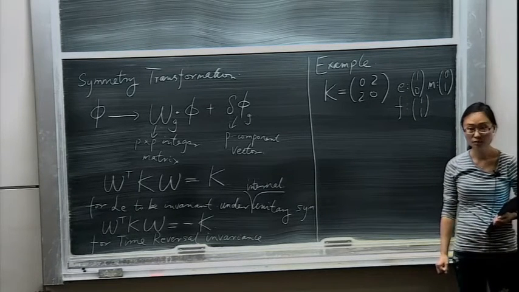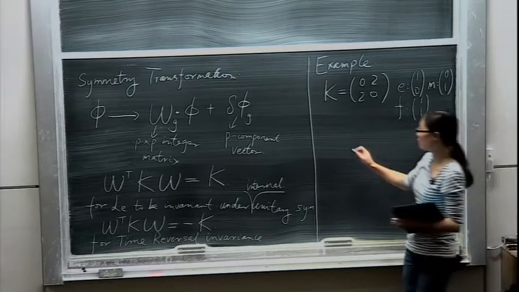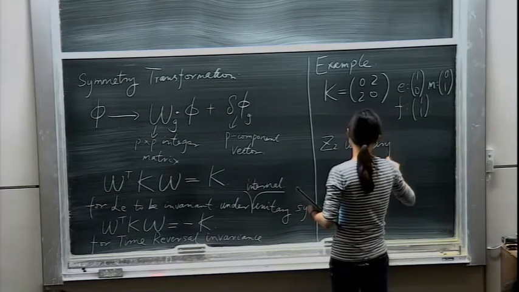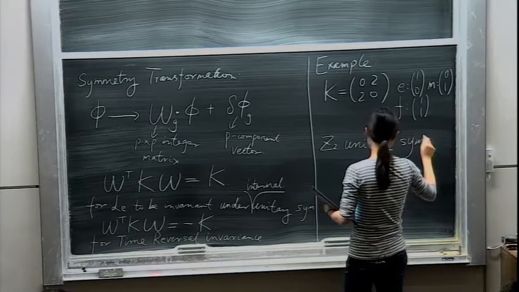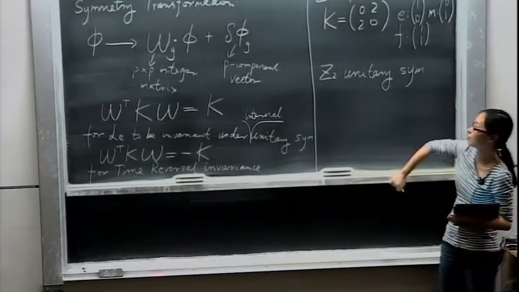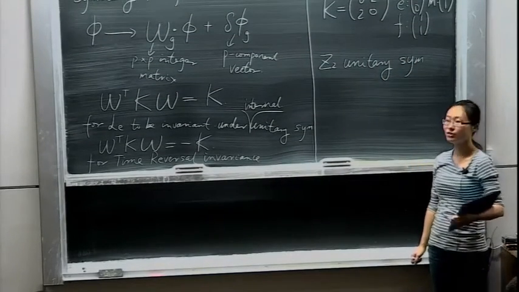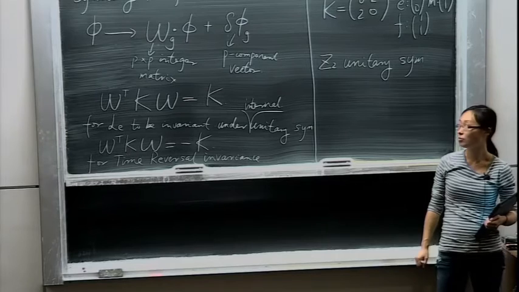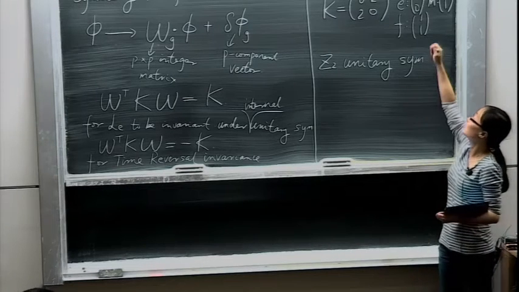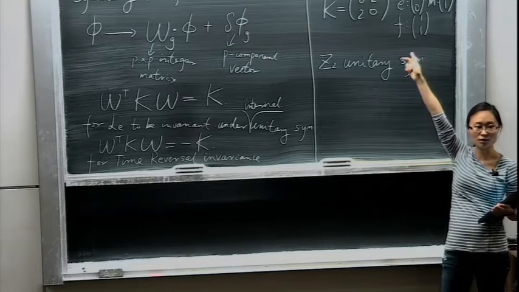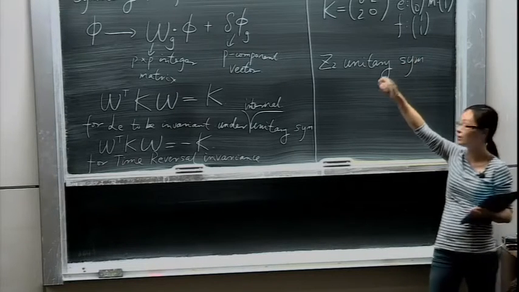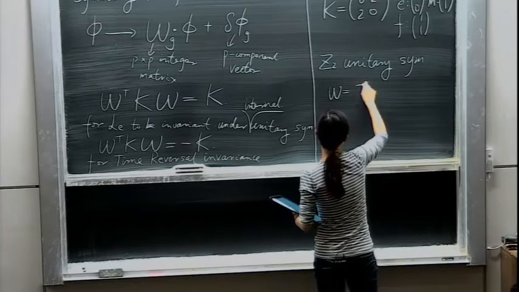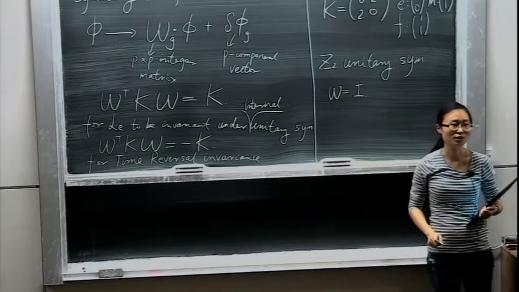Okay. Now, let's say we want to consider a Z2 unitary symmetry. First of all, let's consider the case where the Z2 symmetry doesn't permute the anyons. If it doesn't permute the anyons, we want 1, 0 to still go to 1, 0, and 0, 1 to still go to 0, 1, right? So the unitary symmetry, in the simplest case, W can be equal to just the identity. We don't want it to permute the anyons.